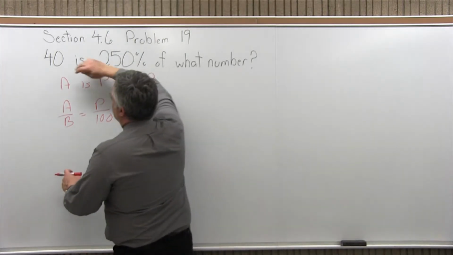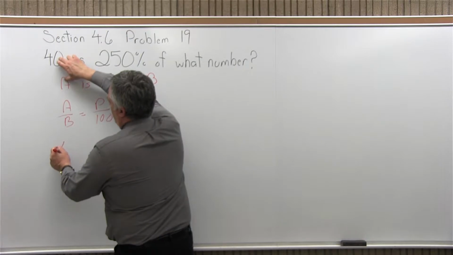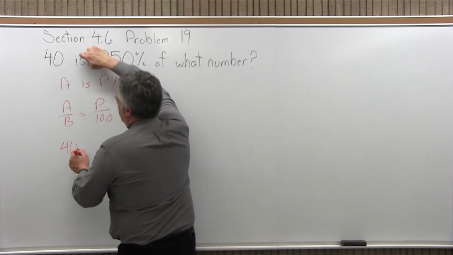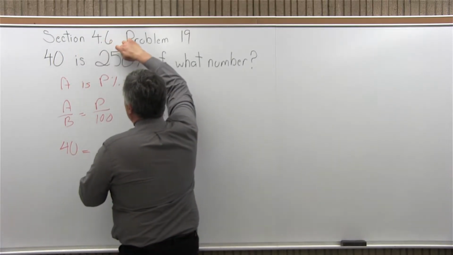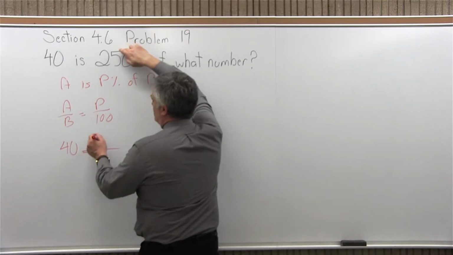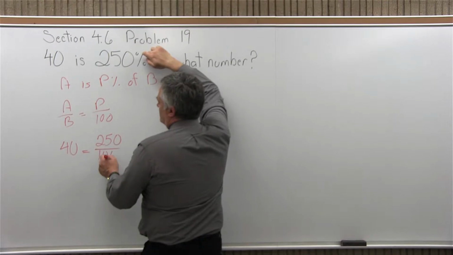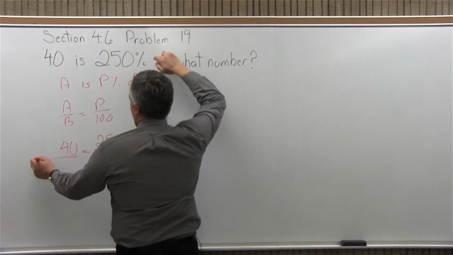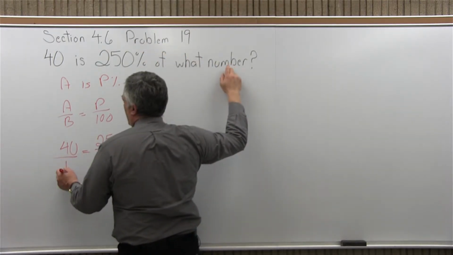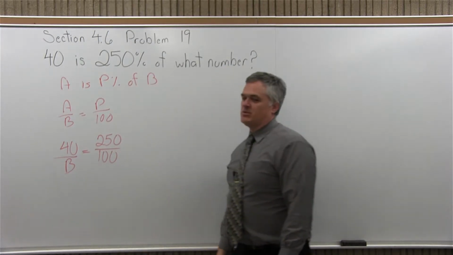So let's do that. A, the first thing is the 40. That's my equals. 250%, so 250 is the numerator, and percent automatically goes in as 100. Of will bring me back under the 40. What number is the unknown? So I put B.